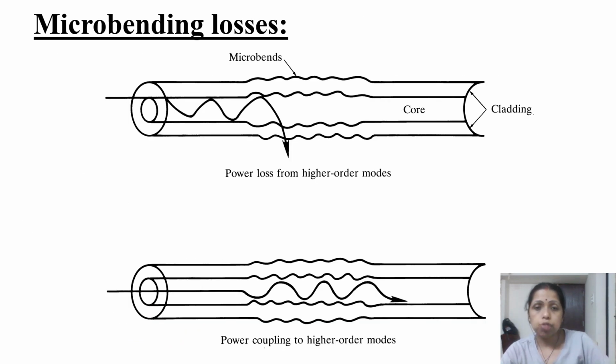So you can see in the case of the macro bending, this is the direction of the propagating light. Instead of going this way, it is going in a different direction. Here also you can see there is a change in the direction. It's not following the proper total internal reflection.